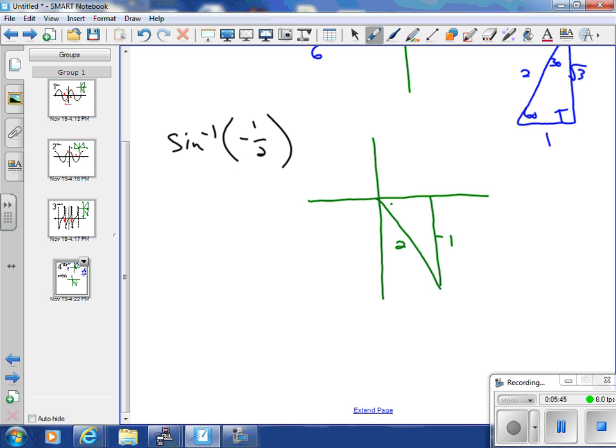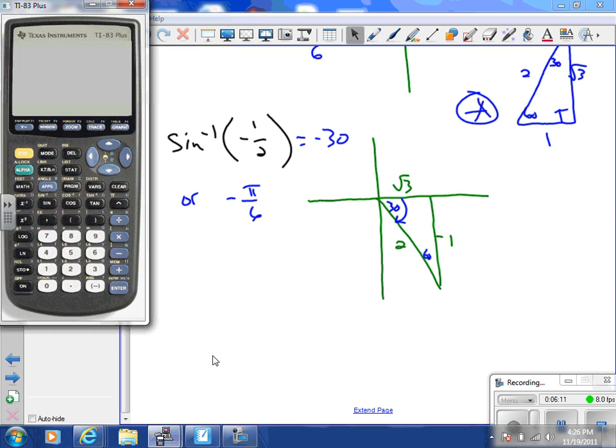Remember, we always leave the hypotenuse positive. So 1, 2, this would be my square root of 3 this time. And then I look and say, well, what angles would make that possible? Referencing the 30, 60, 90 triangle up here, we can figure out again that this has to be 60, this has to be 30. So this is a negative 30 degree angle. So negative 30 degrees, or if we're doing it in radians, negative pi over 6.